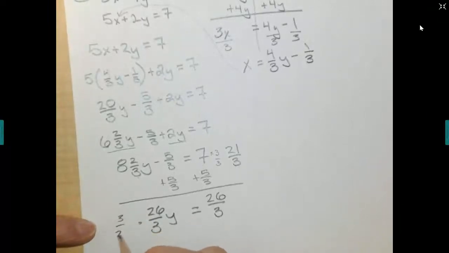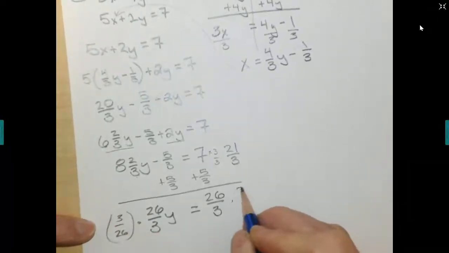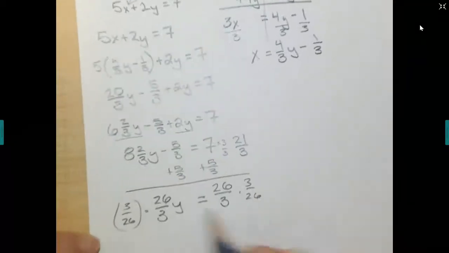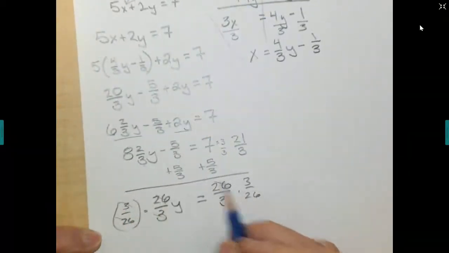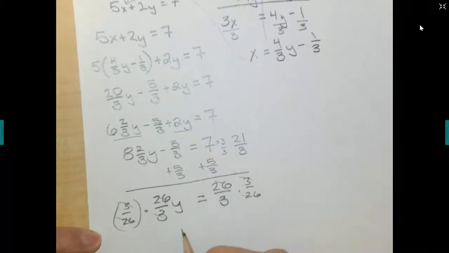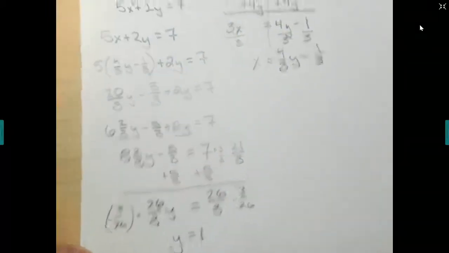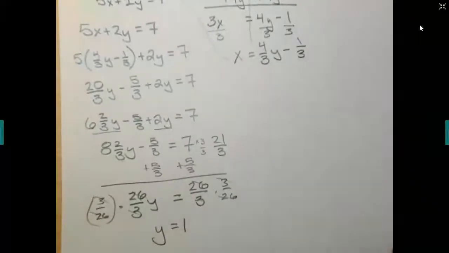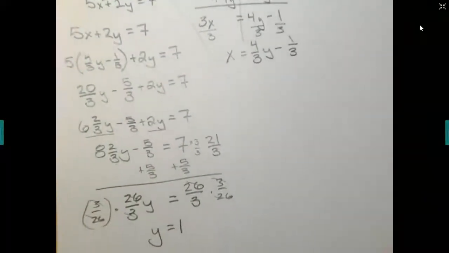26/3 y equals 26/3. Multiplied by 3/26. Cancel, cancel, cancel, cancel. We have y equals 1. It's a lot of work. So we have y equals 1.